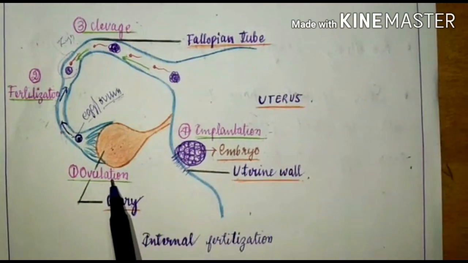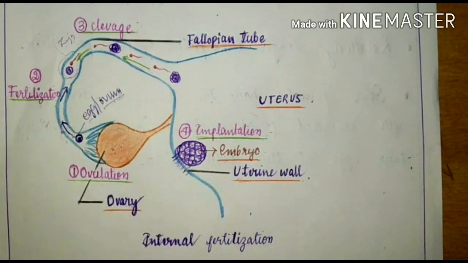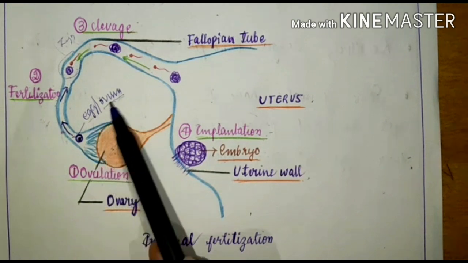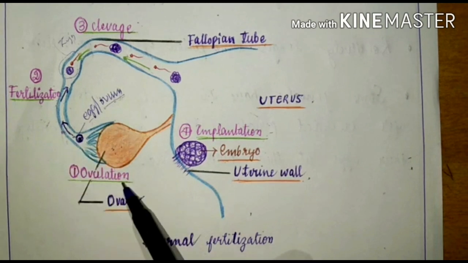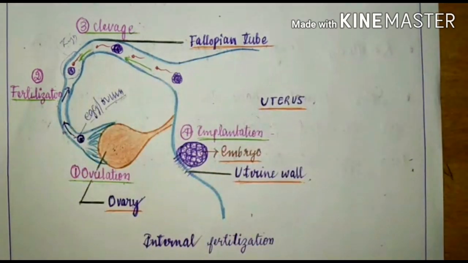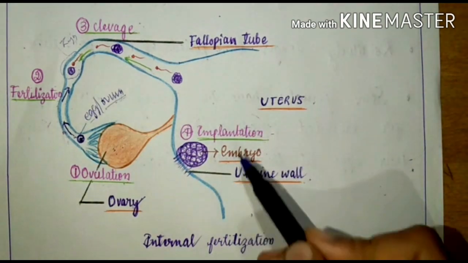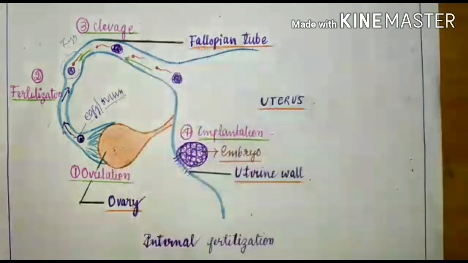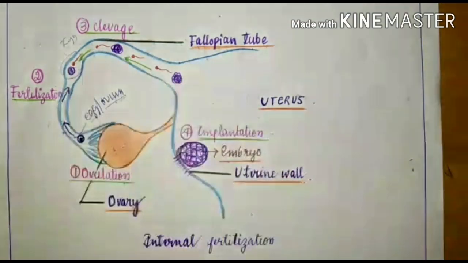Ovulation, right? We all know what ovulation is: the release of egg or ovum into the fallopian tube. This process we call ovulation. This ovum will move along the fallopian tube. When the sperm enters the female reproductive tract, it will also move along the fallopian tube. So here the sperms are entering and here the ovum is moving.